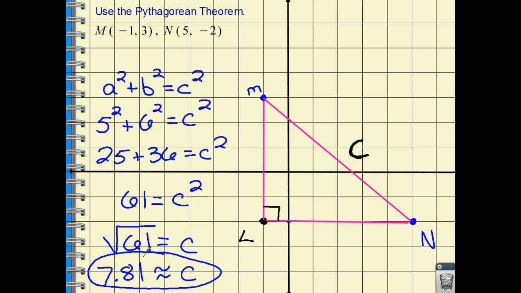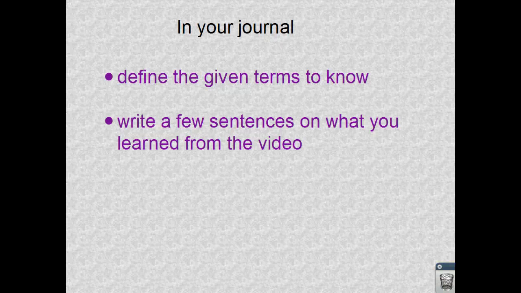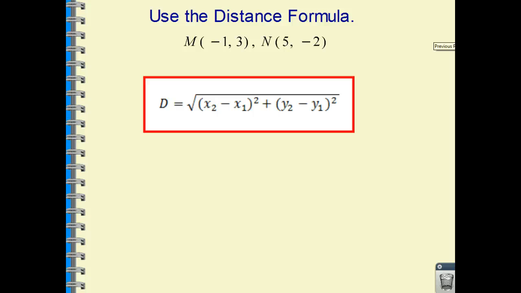All right, now if we don't have access to graph paper, which you're not always going to have, here is where the distance formula comes in handy. Okay, let's label our coordinates. We can call this x sub 1, and this one is x sub 2, y sub 2. All right, so it's just plugging in and solving.